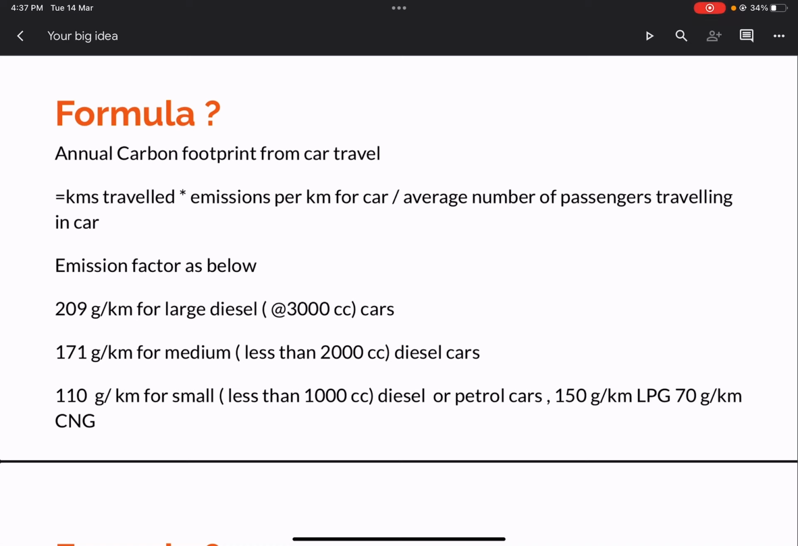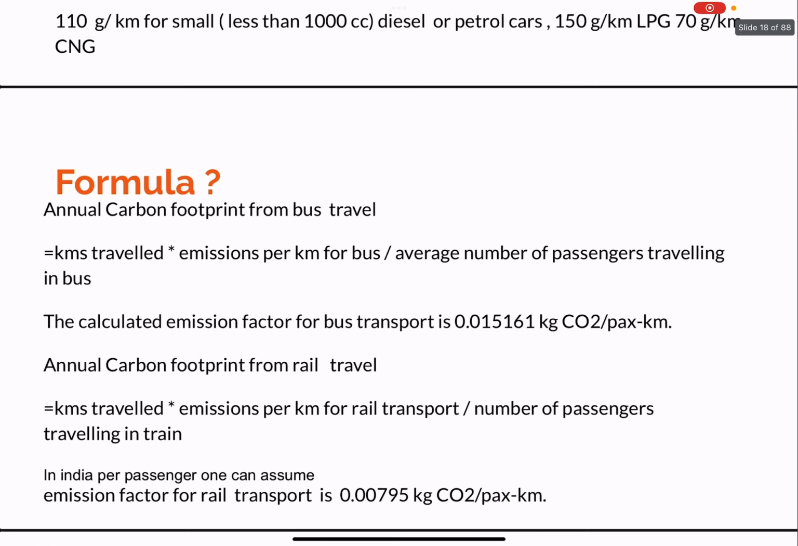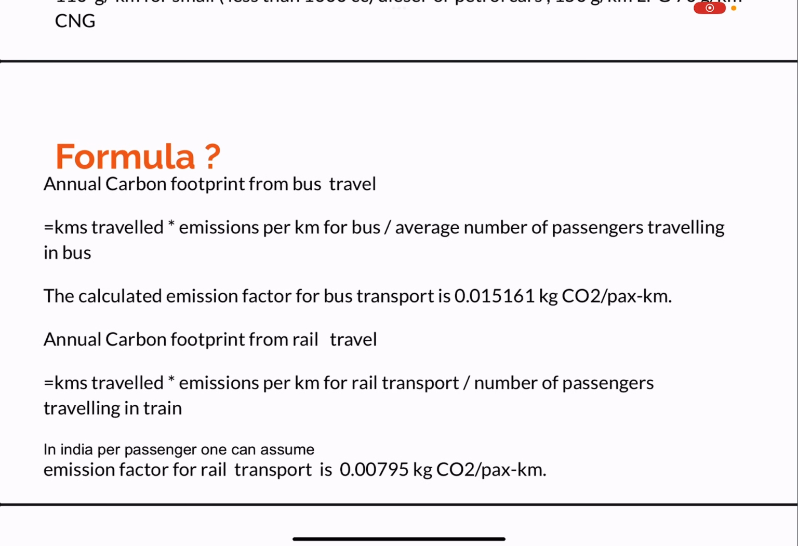All this is already input to the calculator, and by using this formula, kilometers traveled into emissions per kilometer for car, upon the average number of passengers, the calculator gives you the annual carbon footprint from the car travel. Similarly, for the bus travel, the same formula is used. Instead of car, you substitute bus.